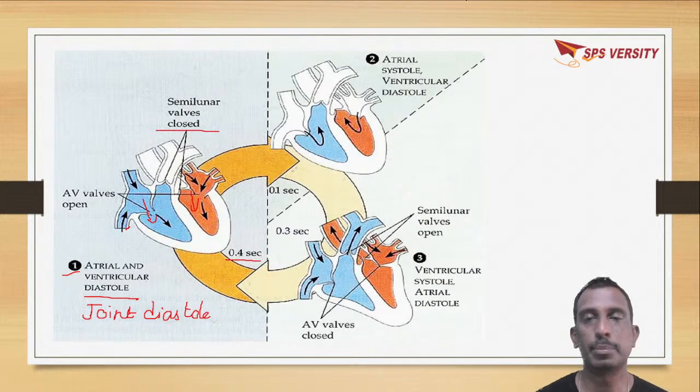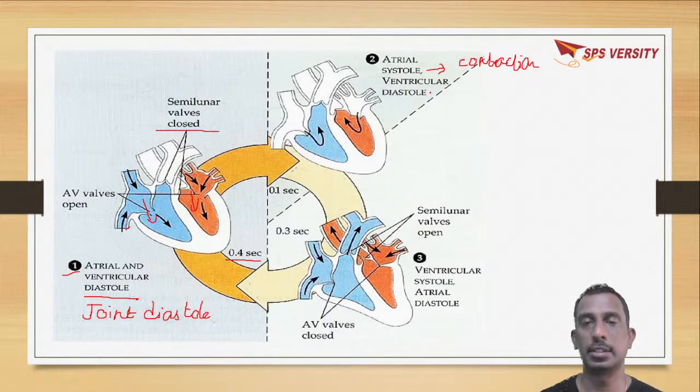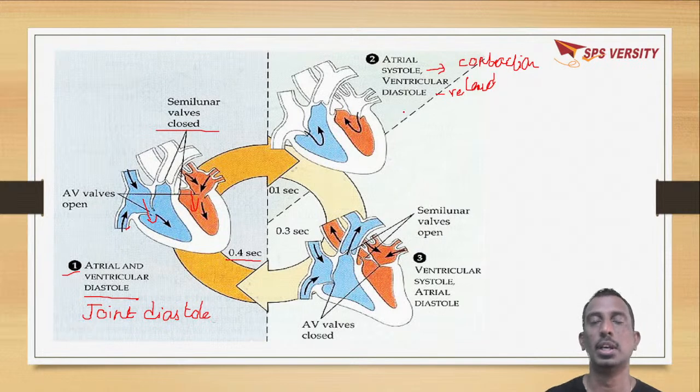The second step is atrial systole. In atrial systole, the auricles will be in contraction state. Ventricles will be in relaxed state. During this, the AV valves will close. Due to this, the lub sound will arise and semilunar valves will open. So this takes 0.1 seconds.